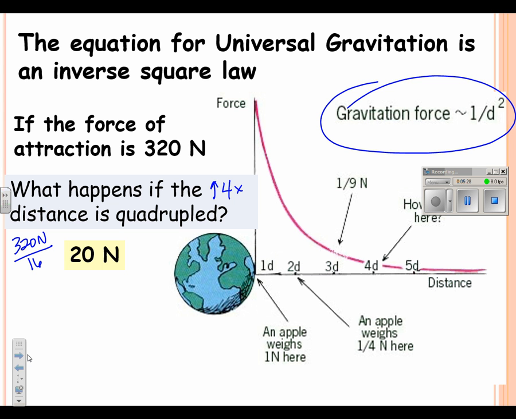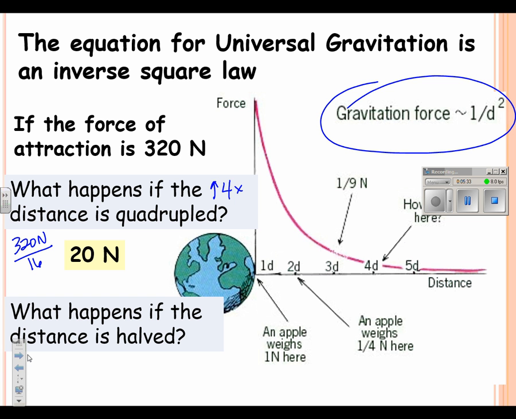So that gives me a value of 20 newtons. Then what happens if the distance is halved? Well, that means the distance is going to go down by a half, which will mean that the force is going to go up by a fourth.